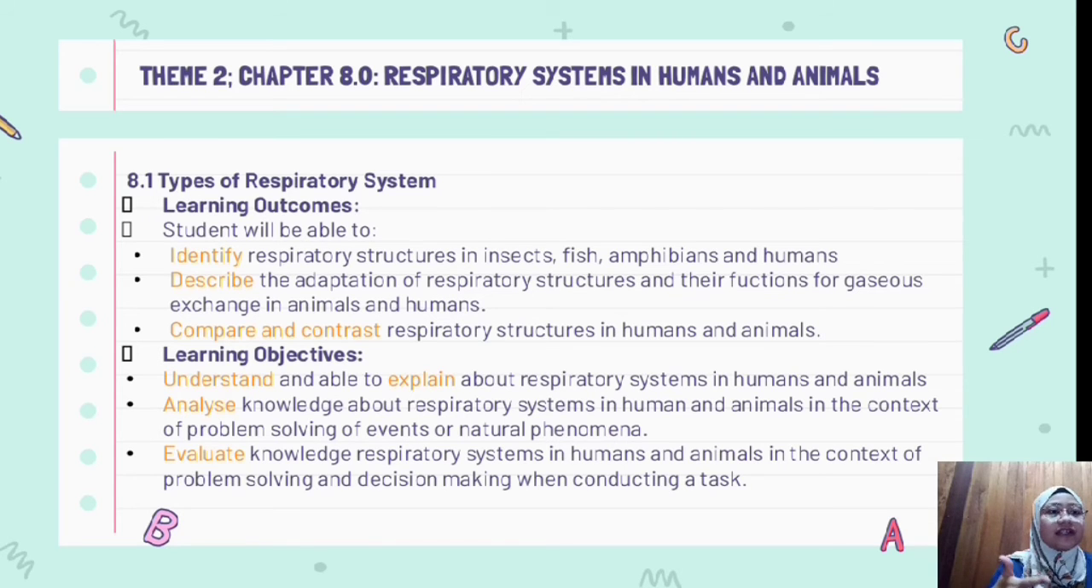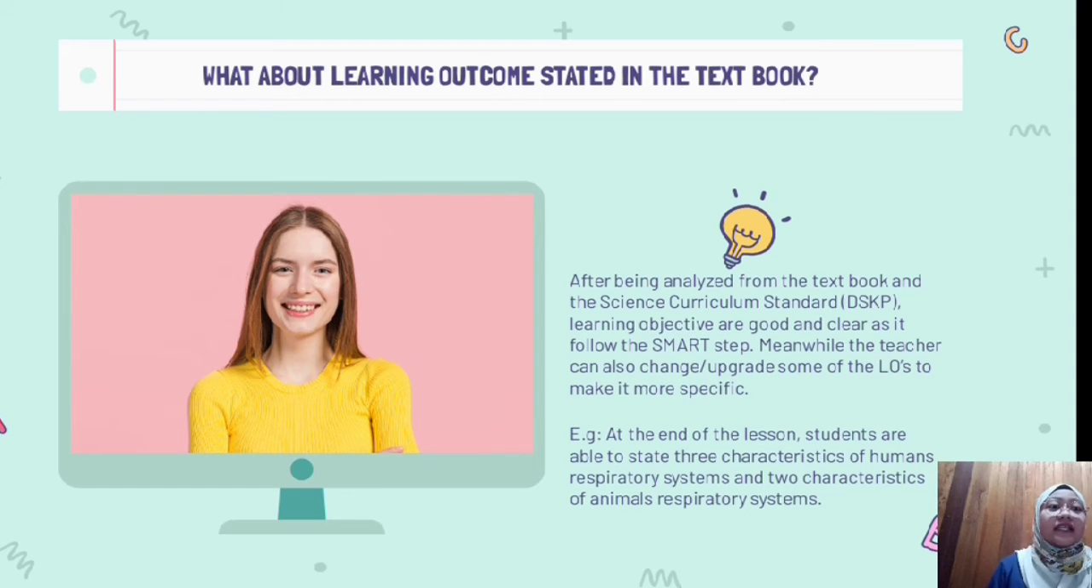Meanwhile, the learning objective is quite general to both the respiratory system in human and animal topic syllabus, right? Now, what about the learning outcomes stated in the textbook? After being analyzed from the textbook and the science curriculum standard, the SKP, the learning objectives are good and clear and follow the SMART steps, which are specific, measurable, action-oriented, R and T.